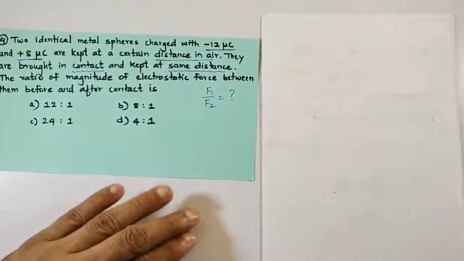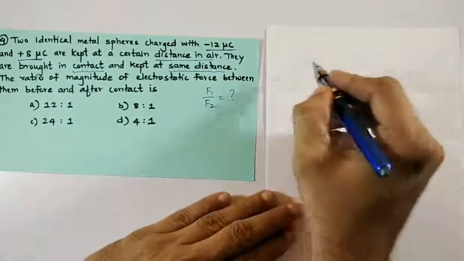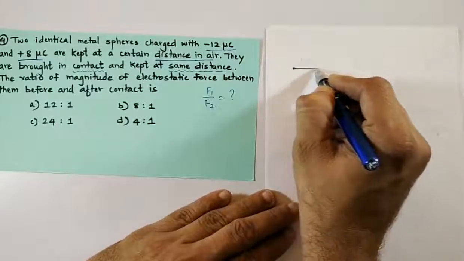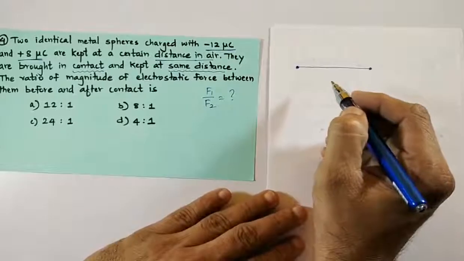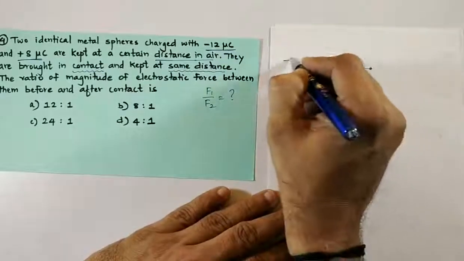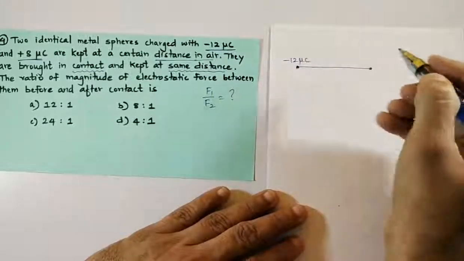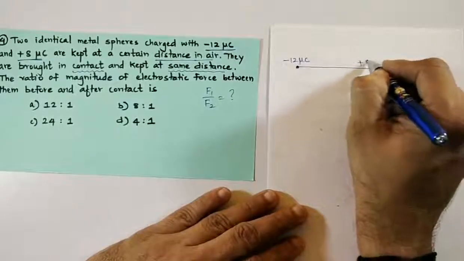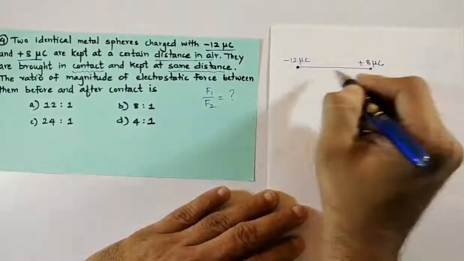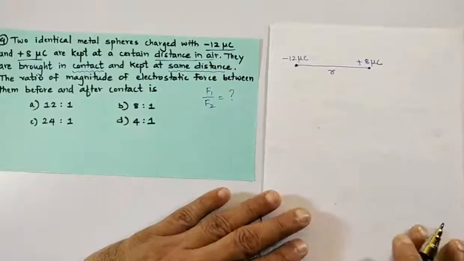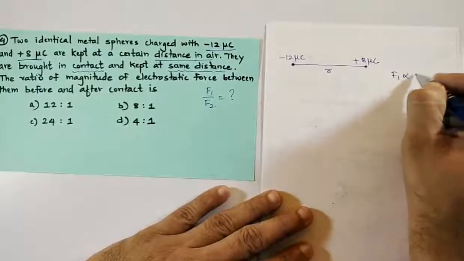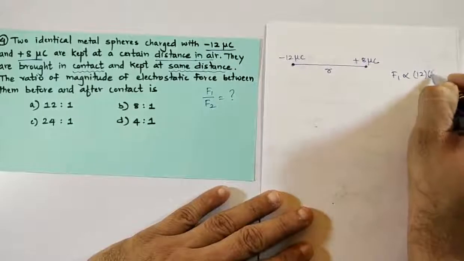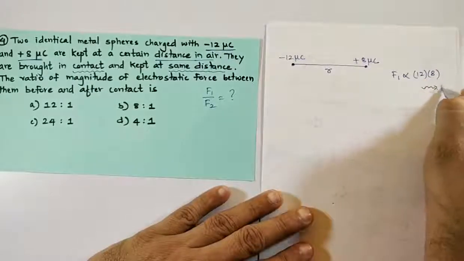So similarly, if I take, there are two metal spheres. One is minus 12 microcoulomb, another one is plus 8 microcoulomb, separated by a certain distance r. So here F1 is proportional to 12 into 8. This is equation 1.